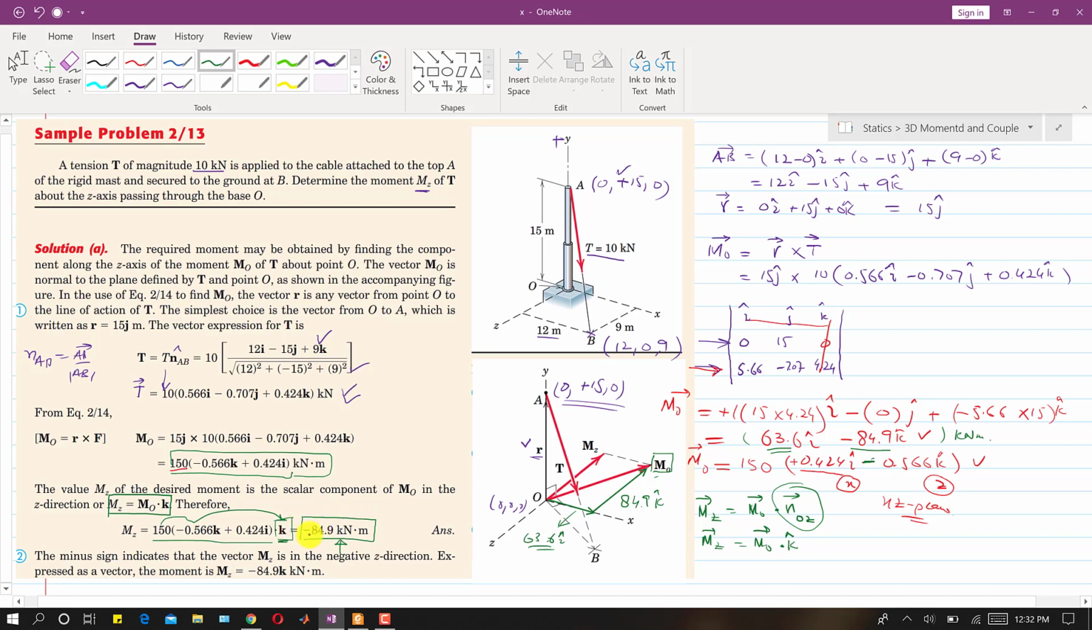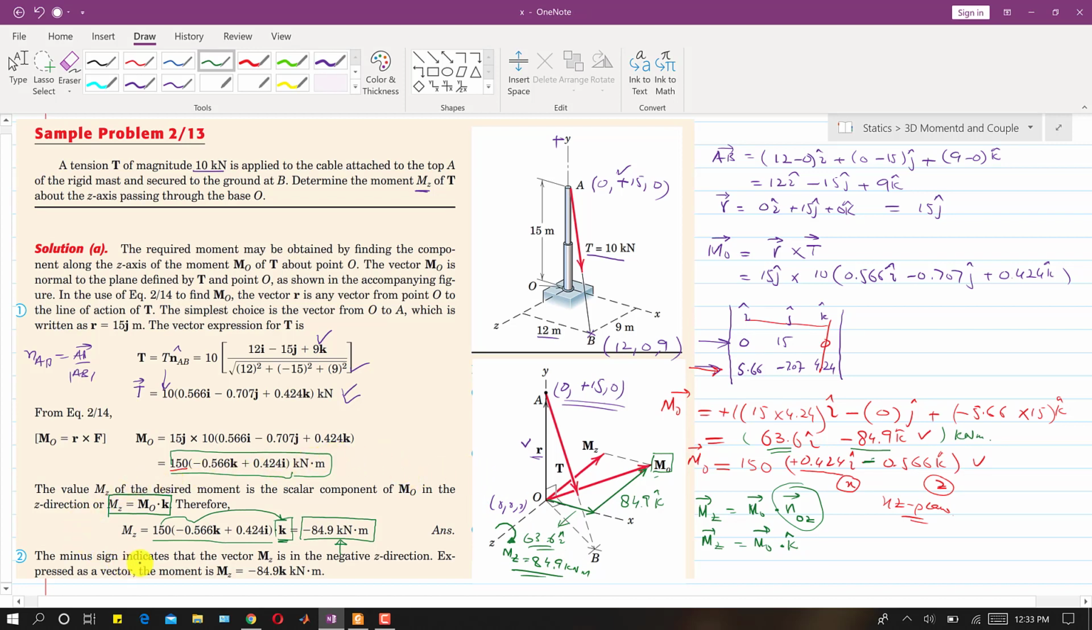So what does this minus sign mean? This means that the moment is clockwise, right? So the moment about z is clockwise like this. This is the moment about z, and its magnitude is 84.9 kilonewton meter. I hope you would have understood until this point.